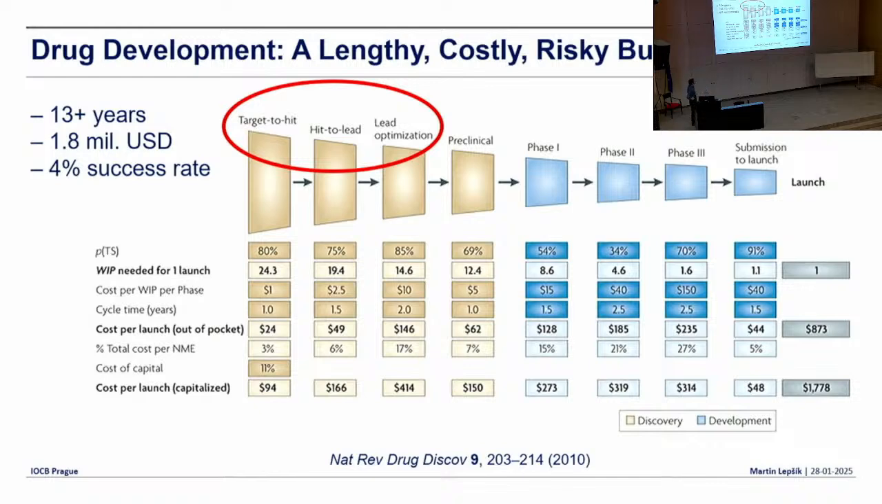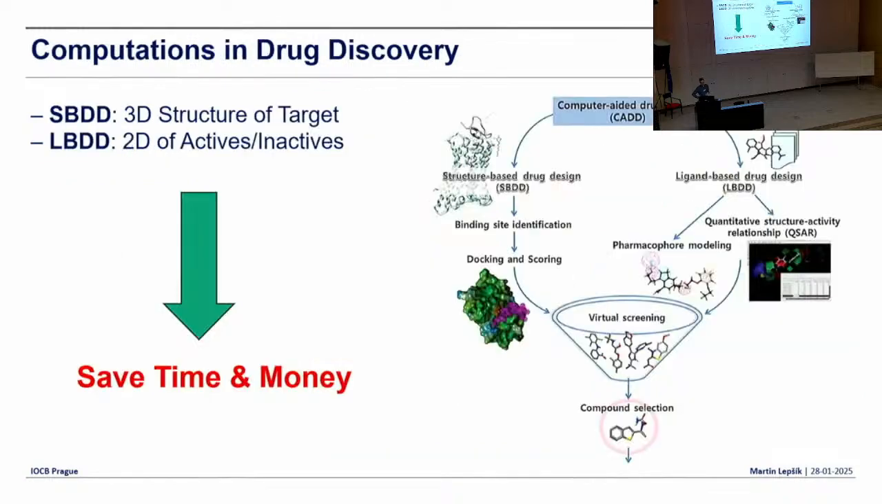Here in red is where computations can help. So first, we need to find a hit, a compound that does something to your target, mostly inhibits it or binds at least. And then we can increase its affinity and make it bind stronger, and maybe also optimize some of the properties.